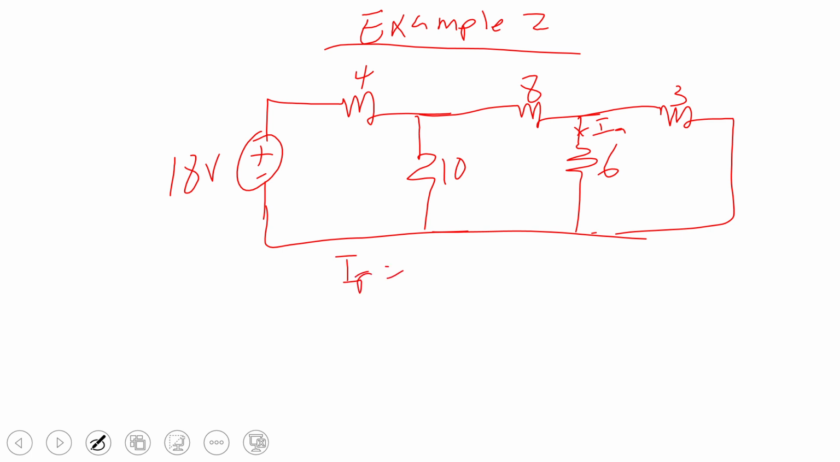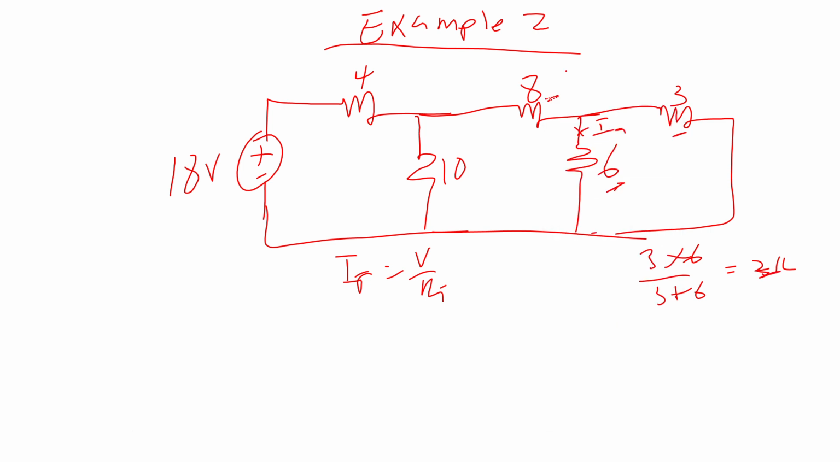It's going to be the voltage over the total resistance. Now, how do I find the total resistance? If you watched the series and parallel video, you realize that 3 and 6 are in parallel. So I do 3 times 6 over 3 plus 6, and I get 2 ohm. If you have watched that video very well, you realize that this 2 ohm is now in series with this 8, so it's going to be 2 plus 8, which gives me 10 ohms.